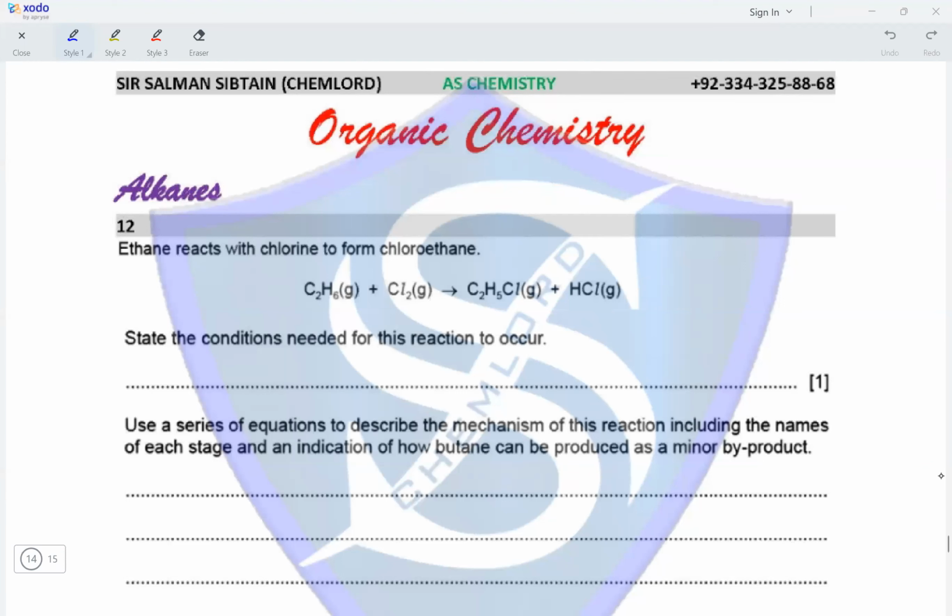Question 12. Ethane reacts with chlorine to form chloroethane. State the conditions needed for this reaction to occur. So UV light is required in order for this free radical substitution chain reaction mechanism to occur. Use a series of equations to describe the mechanism of this reaction, including the name of each stage and an indication of how butane can be produced as a minor byproduct. So this would be the termination step for this chain reaction mechanism.